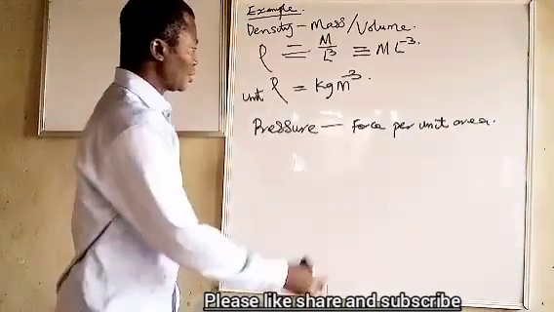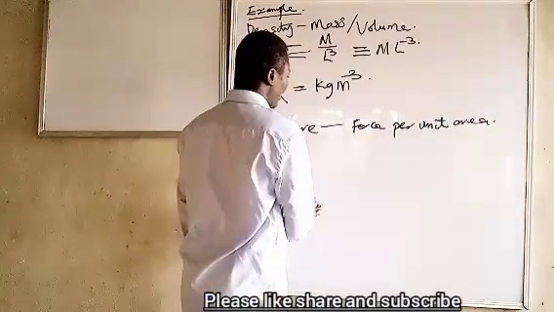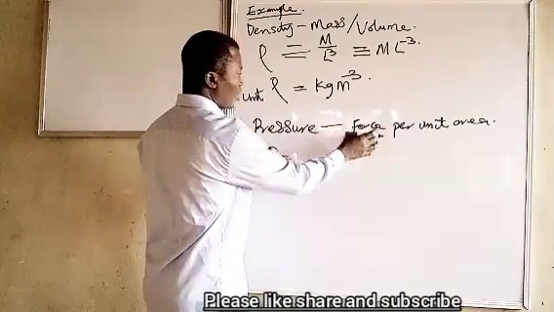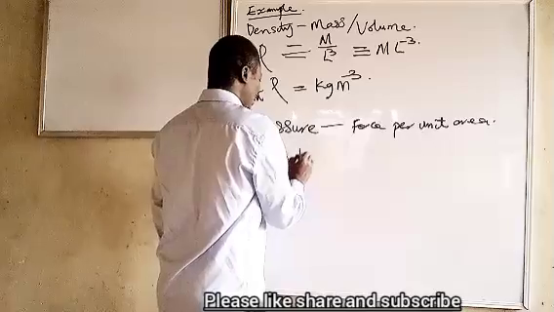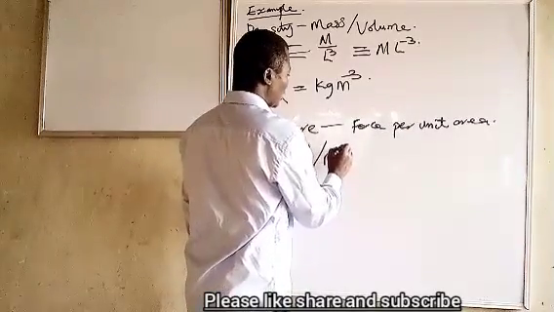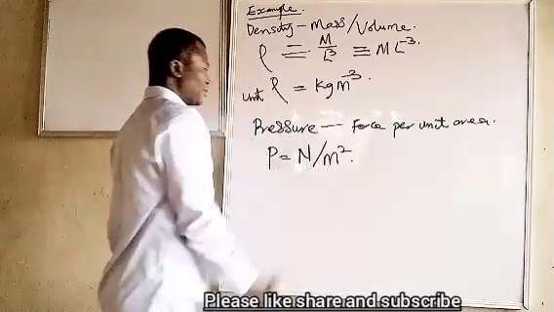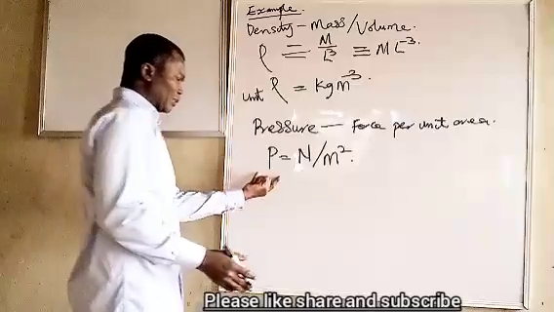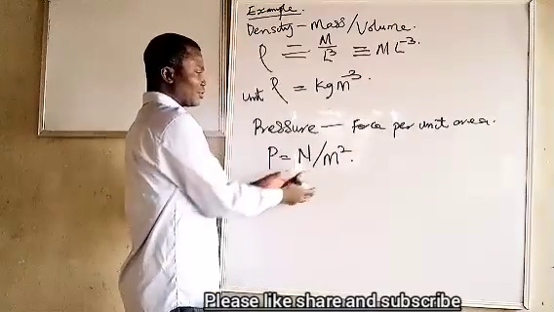Perpendicular area. So now you have force per unit area. Then you can now say P is equal to, what is force? Newton. What is area? Meter square. So that will give you this. So if another quantity is related to pressure and you need to break this down, you can easily do it.